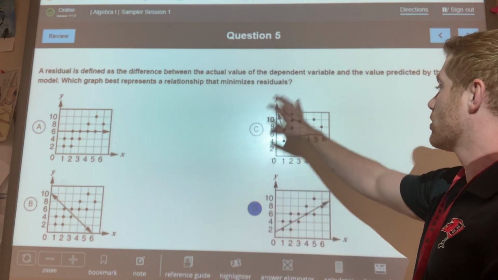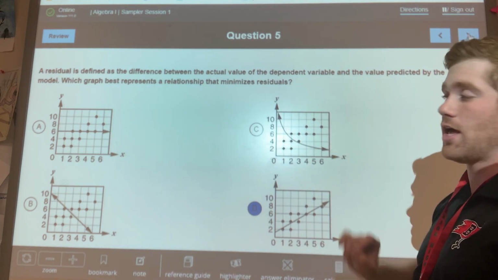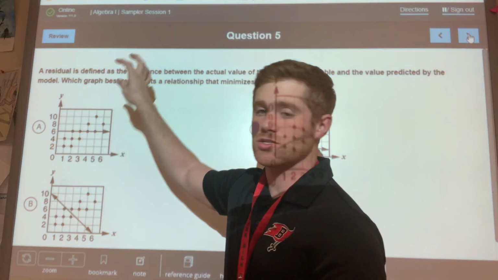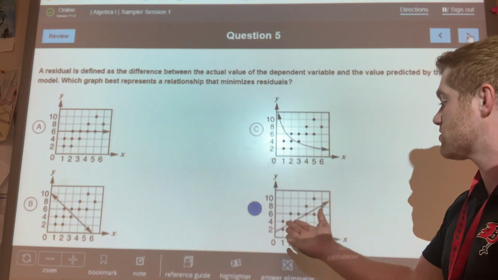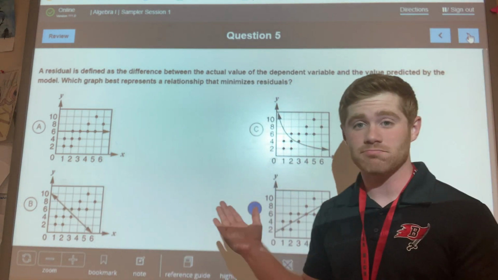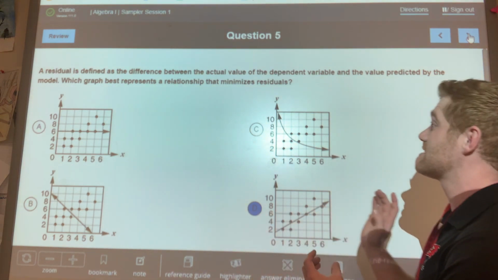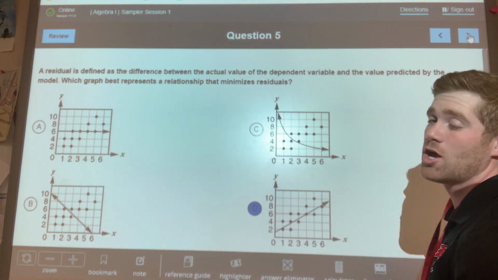Okay? So look at C. The dots are off the line. Look at A. The dots are off the line. Look at B. The dots are off the line. There's only one answer that makes sense. It's D. Okay? And it makes sense. It says the one that minimizes residuals.